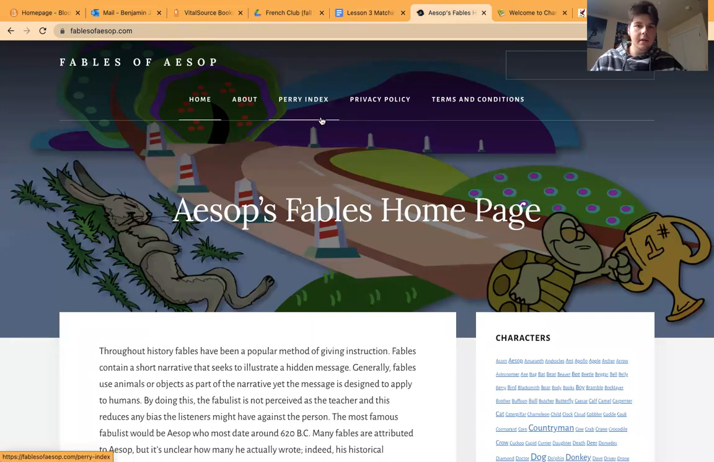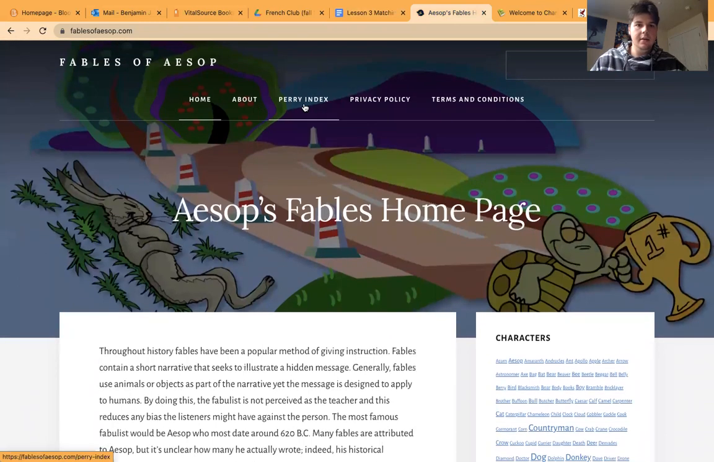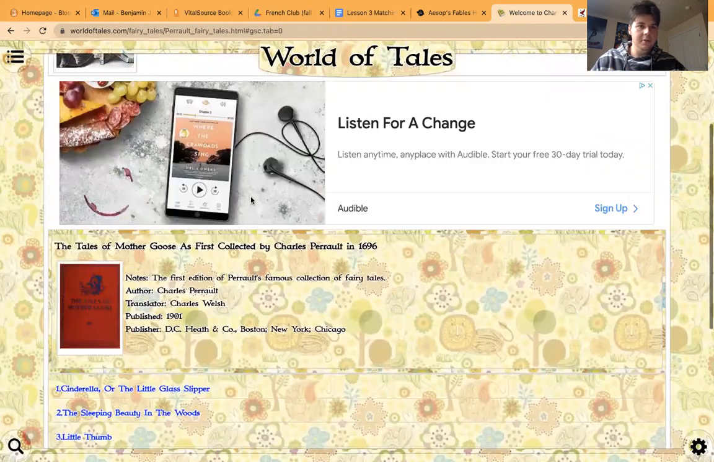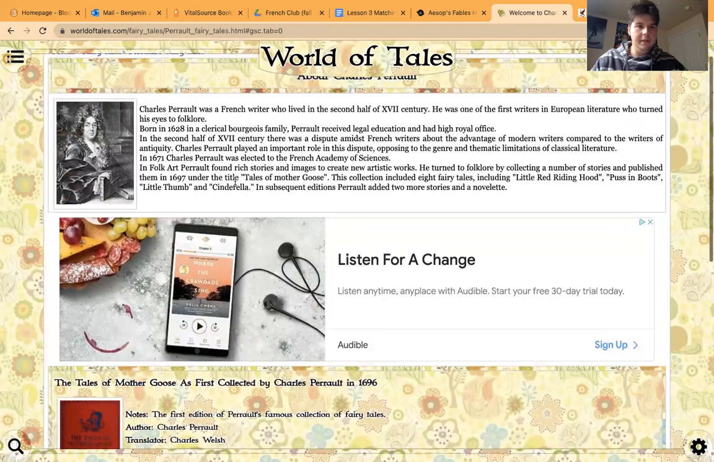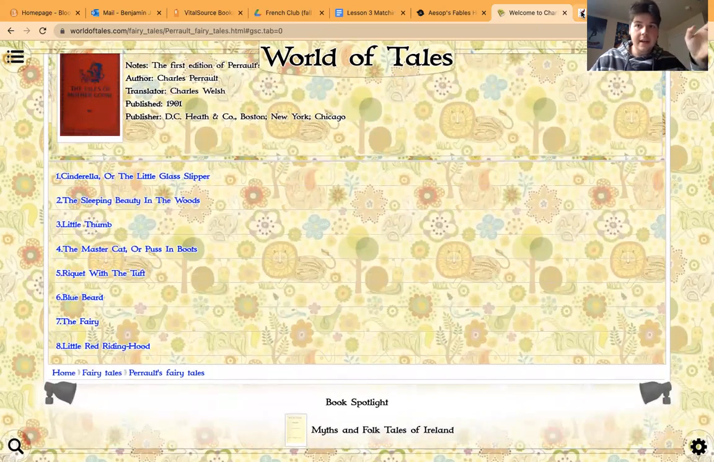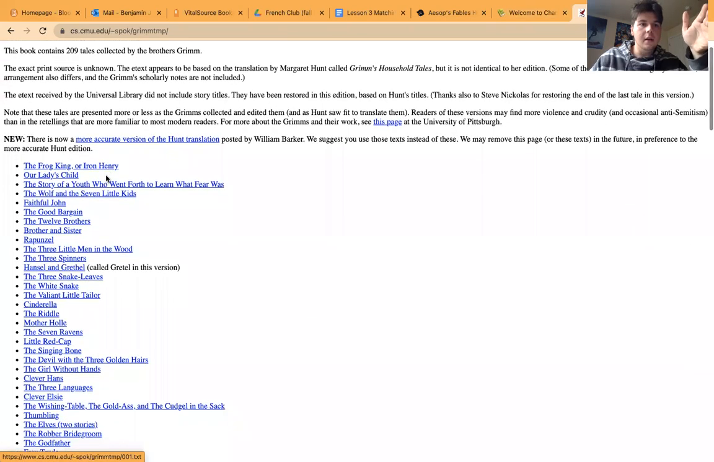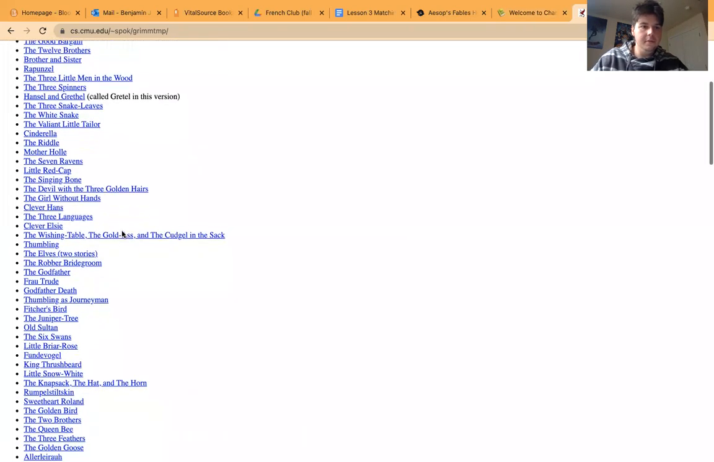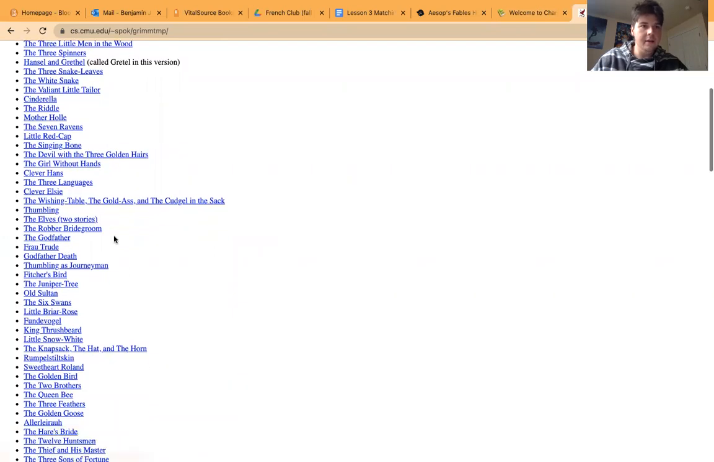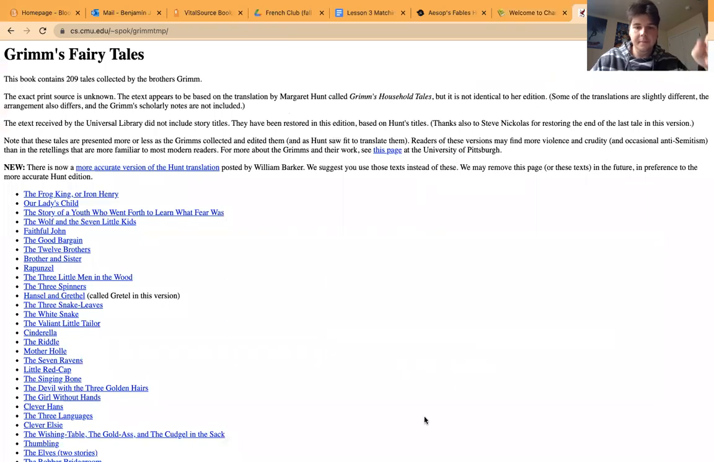Here's Aesop's Fables homepage. This is a whole website dedicated. You have a whole index of all the different stories. You can find the ones that we talked about. Same thing here. I found this on World of Tales, which is about Charles Perrault. Gives you a little intro, and they have all the stories we talked about and some other ones too. And then lastly, I gave you, which we didn't talk about in here, Grimm's Fairy Tales, which have Little Red Cap, a Little Red Riding Hood, and you can find all the original stories.